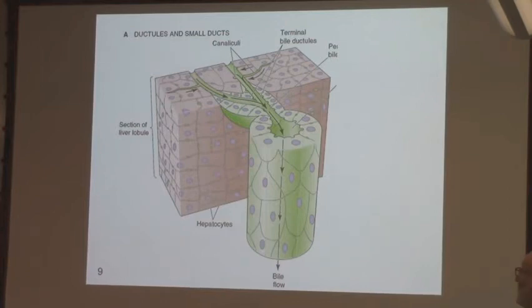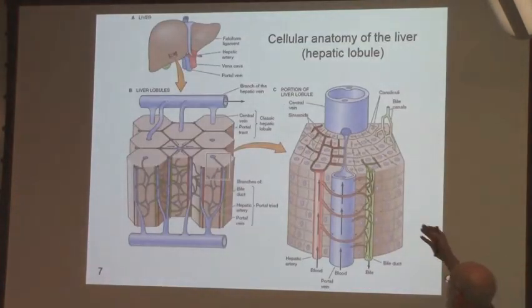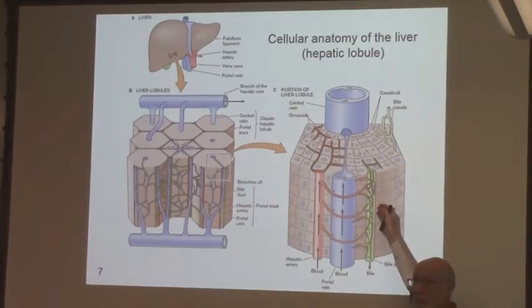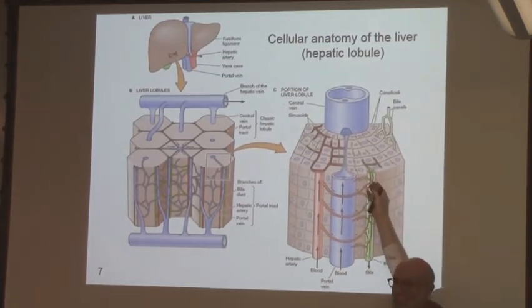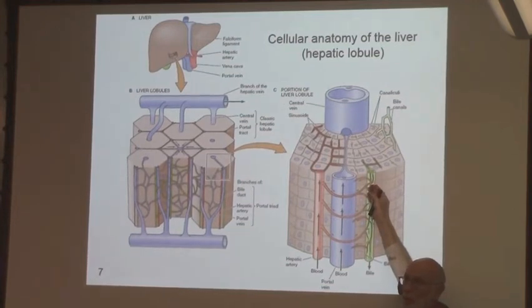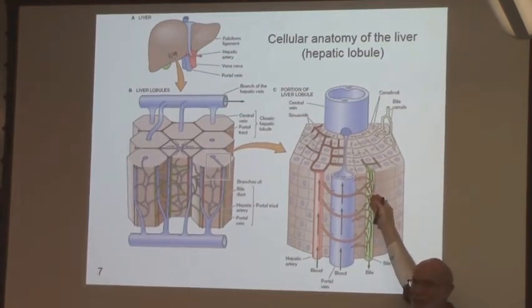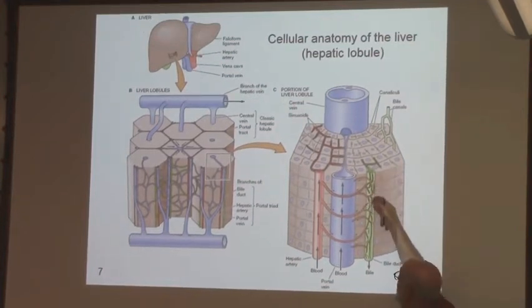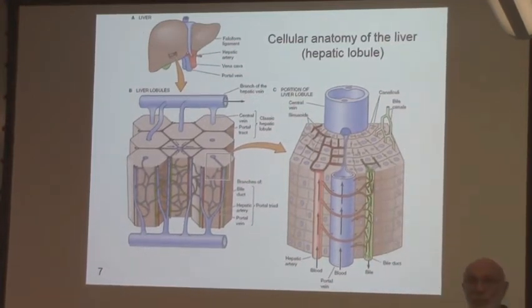So bile, which is produced by the hepatocytes, is excreted into these little tubes, which are normally green. This cartoon is not really an exaggeration, because bile is quite green in color, and so these little tubes are greenish in color.